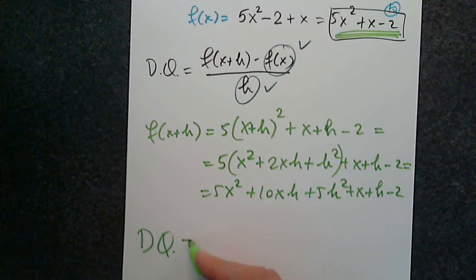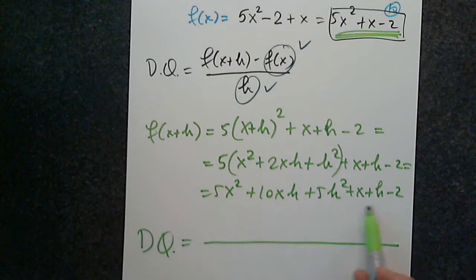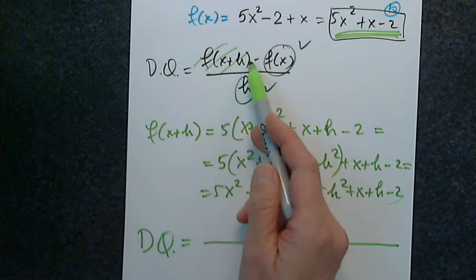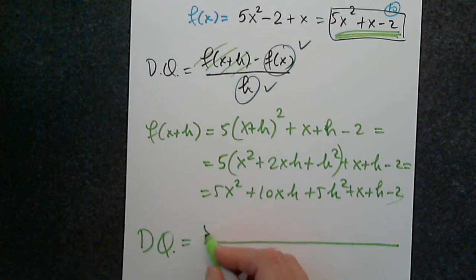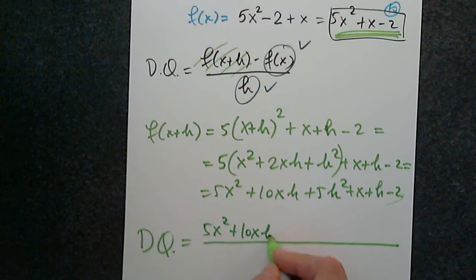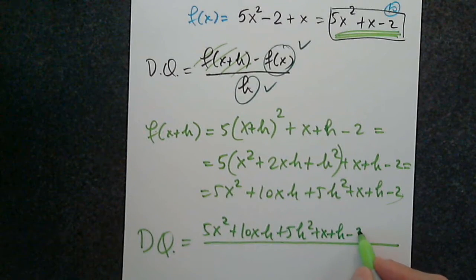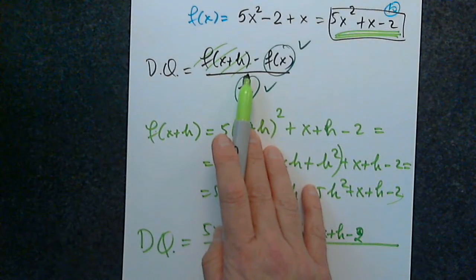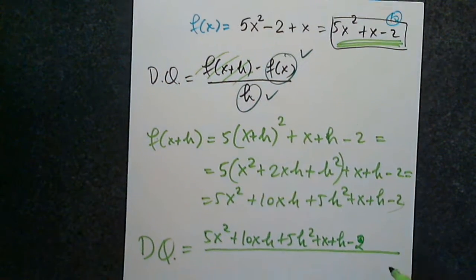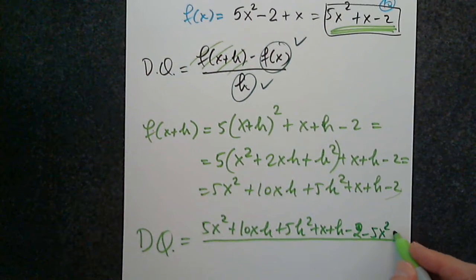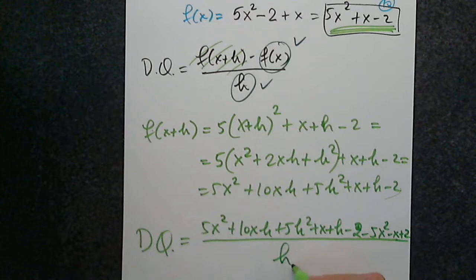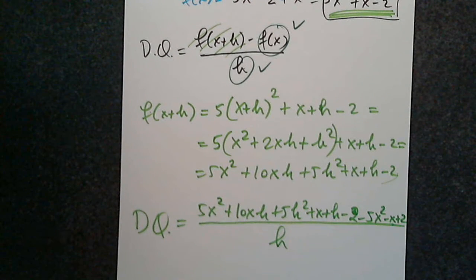So therefore, now the difference quotient will have all this as this piece: 5x squared plus 10xh plus 5h squared plus x plus h minus 2. And now minus all the terms in f of x: minus 5x squared minus x and plus 2. What has to happen for sure? The terms without h cancel. Good. Then you pull out h.